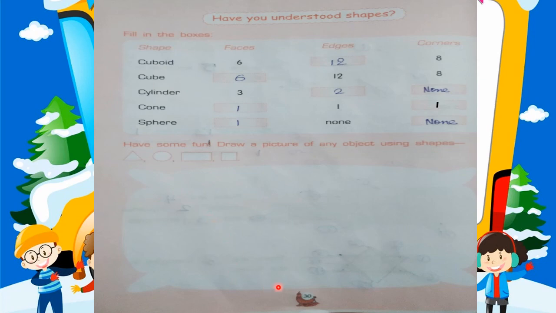Very good. So class, this chapter is completed. Hope you all understood very well about all these shapes. Yes or no? Very good. Today you have understood about 3D shapes. Okay, like cube, keyboard, cylinder, cone, sphere. So class, it's enough for the day. Thank you.